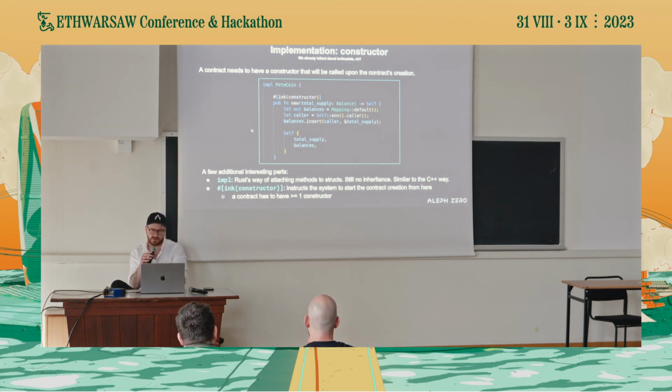And what we do here is we take the balances mapping and insert to it the pair of the caller, so the owner of the contract in this case, and the total supply, because initially the owner gets the whole supply and then they can make transfers to other accounts. And we basically create the instance of our storage struct. Note that in Rust you have this concept of an implicit return. So the last line will be returned unless it has a semicolon at the end. But here it doesn't, so it just gets returned.